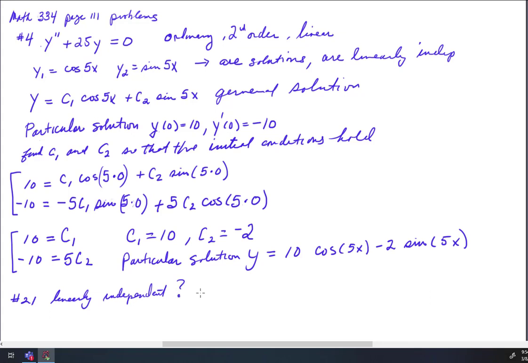And the functions they're asking about are f of x equals x cubed, and g of x equals x squared absolute x. And the answer is no, they're not. And the proof would be, suppose they are linearly dependent. I'm sorry, I got that wrong. The answer is yes, they are linearly independent.